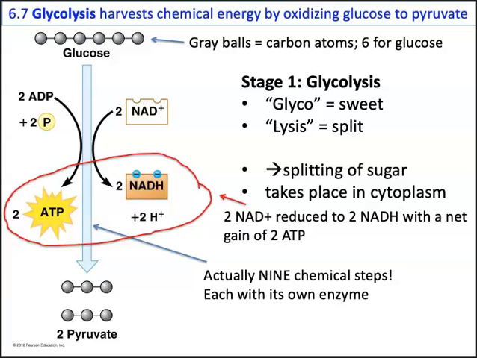And in the process, we do take 2 NAD+, that's the oxidized form of NADH, and so we reduce it, meaning we're adding electrons to NADH. And so we have now these 2 NADH molecules that have electrons. They're going to carry those to the electron transport chain in stage 3. We also end up making 2 molecules of ATP.